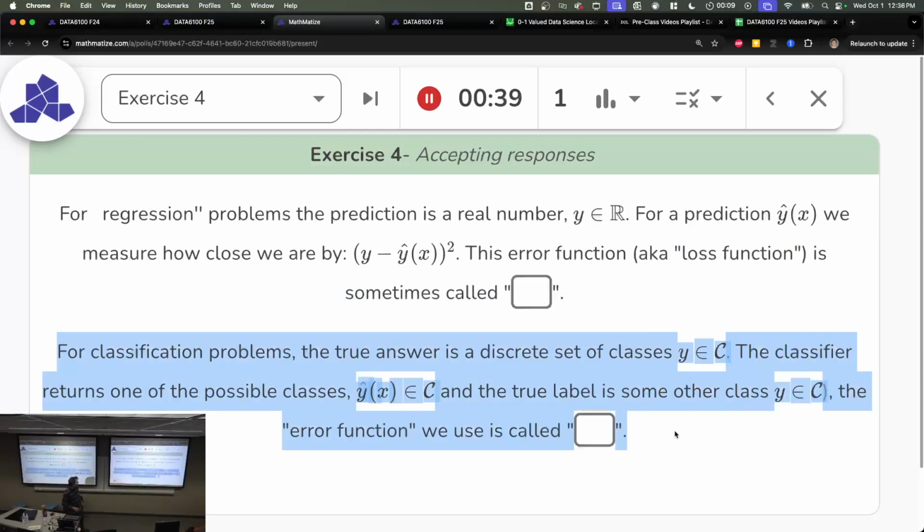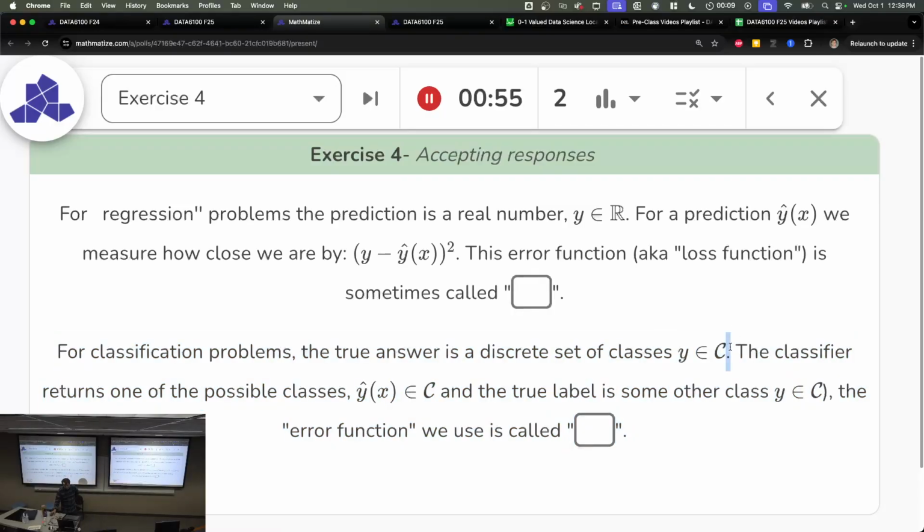And then you've got to come up with the same thing, but for the classification problem. In a classification problem, the thing we're trying to estimate is not a number, it is some set of classes. It could be true or false, or red or blue or green, some collection of classes. The classifier we produce is something, y hat of x, that is telling you, I think this is red, I think this is green. The true label is y, and the thing we're estimating is y hat. The error function we use for this kind of problem is called blank. What would you use for a classification problem? Those are the two things. Fill in the blanks with a word or a few words to tell me what it is.